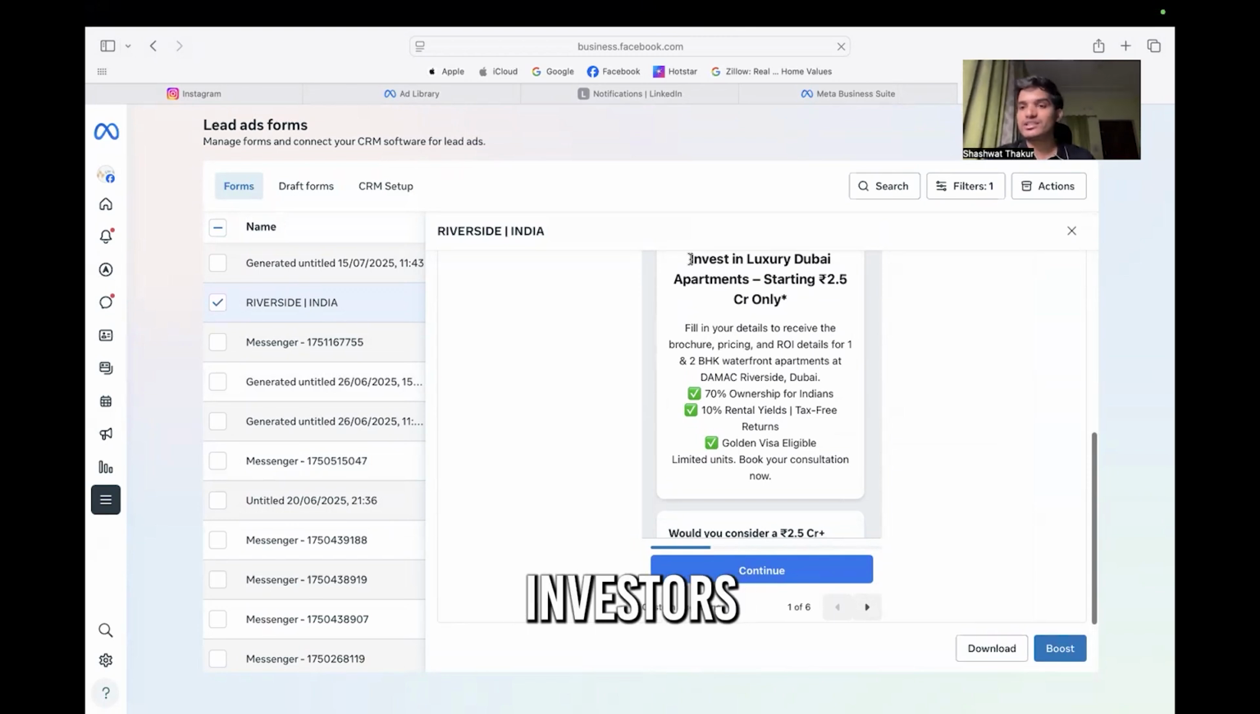We are generating investors in India for them. So this is the basic form structure. This is the headline which I was talking about. Here what is written: invest in luxury Dubai apartments starting from 2.5 CR only. 2.5 CR is roughly around 1.2 million dirhams, you can say, or 1.1 million dirhams.